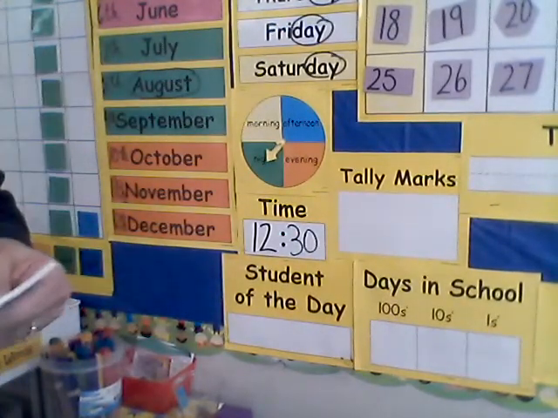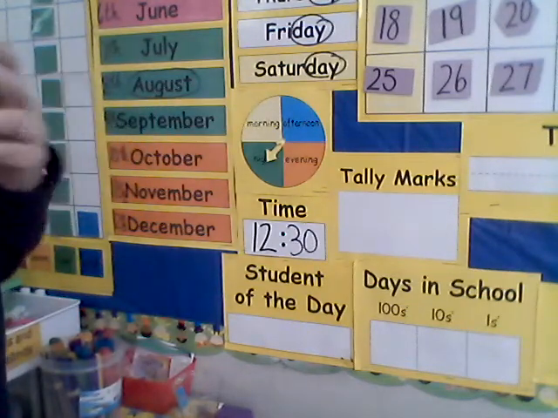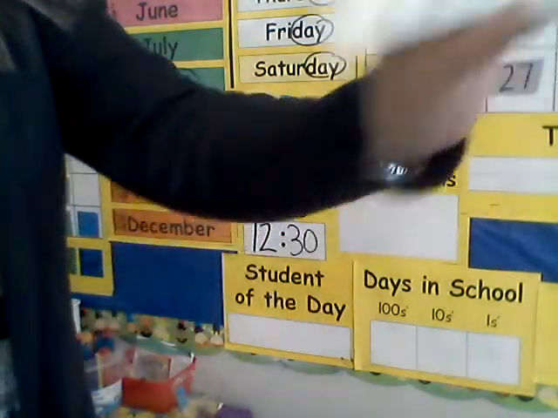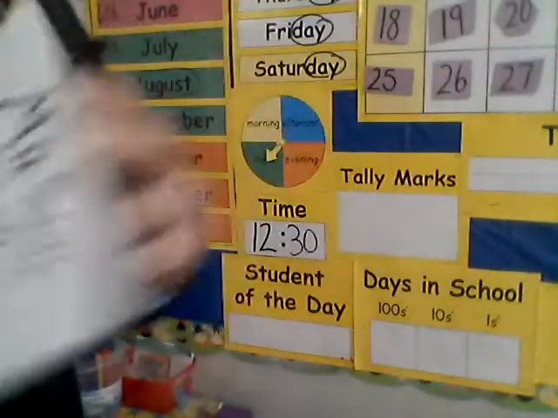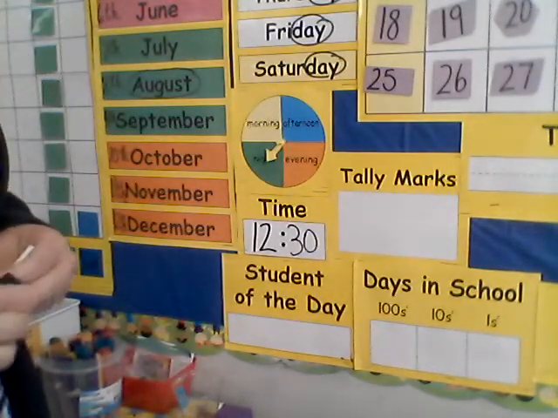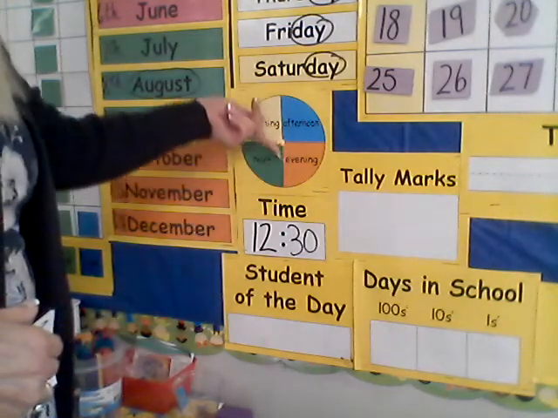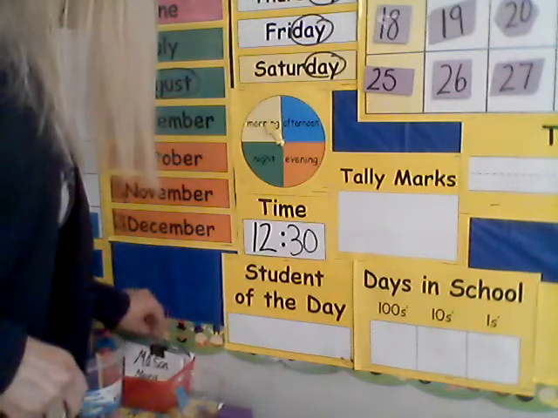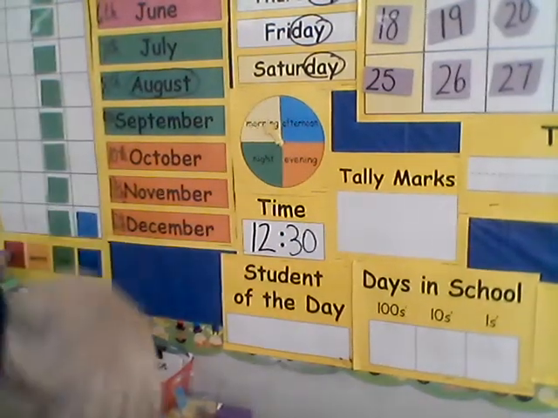We know that yesterday's student of the day was Ariana. Let's see who it is today. So today's student of the day is Mason Mora. Come on down, Mason. So of course, if Mason was here, the very first thing Mason would do is turn the clock to morning. And Mason would write his first and last name. But because Mason isn't here, Mrs. Harrow will have to do that for him.